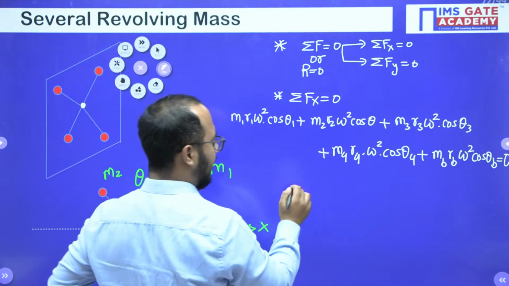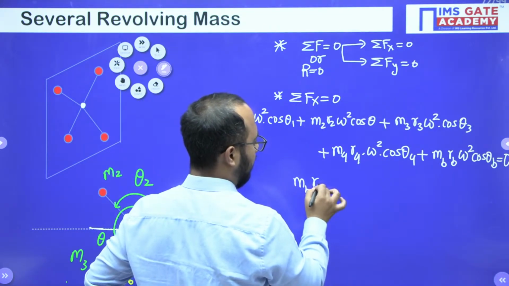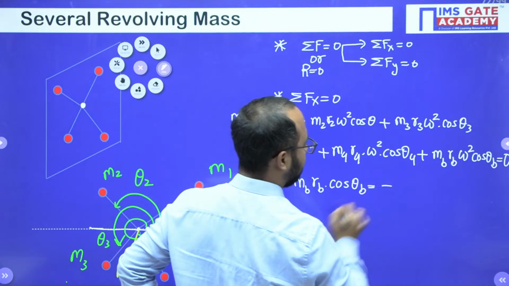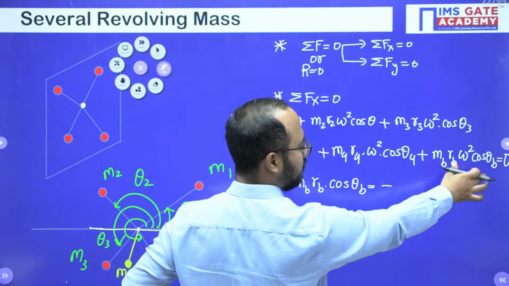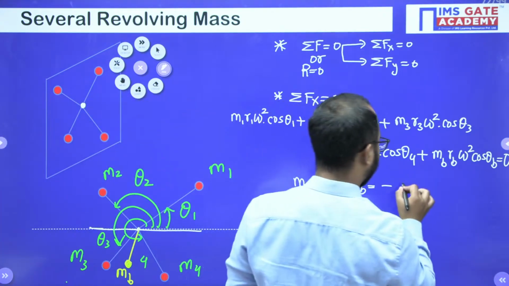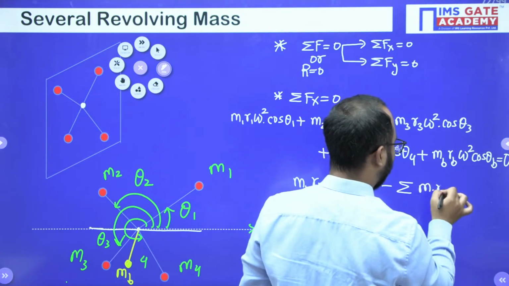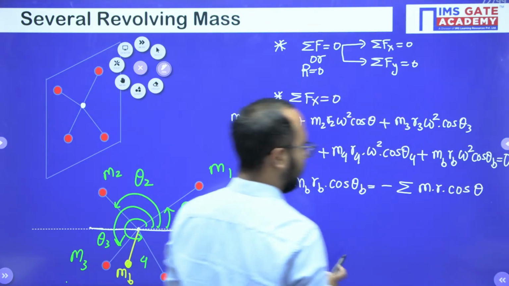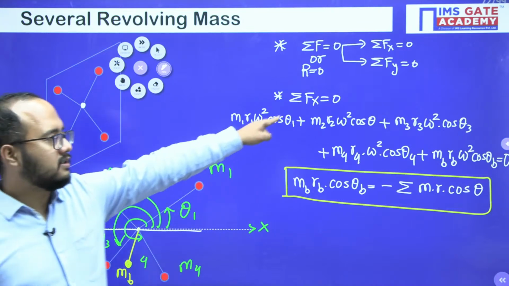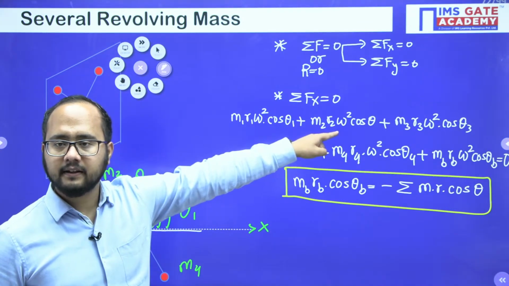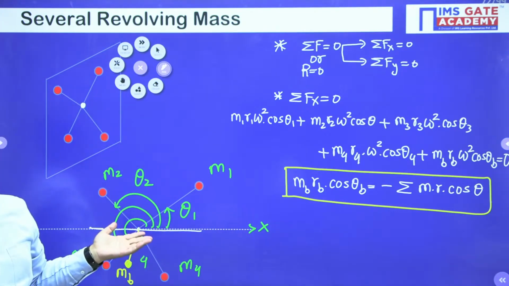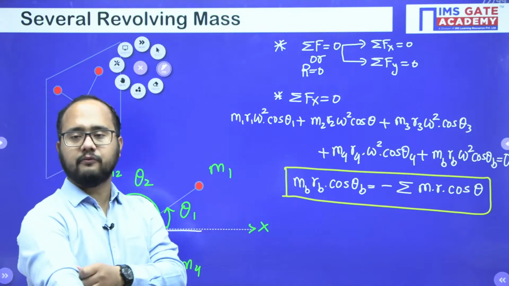In a simple format, I can directly write like this. MB RB, see, omega square will get cancelled out. Minus. Because let's suppose I've taken MB RB omega square cos theta b on the left side only, and everything I've taken on the right side, so the minus sign will come into the picture. And I can write summation m r cos theta. So this is the equation you should understand first of all, because summation Fx 0 I have taken, no? Yes, obviously, in many cases you will see such kind of case. In many practical examples you will find such cases.